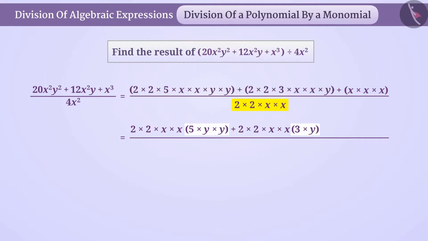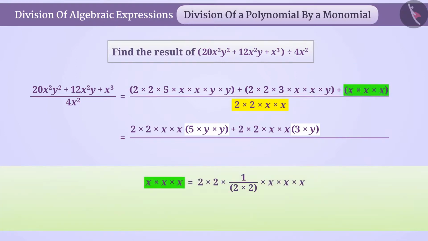Can you tell me how we can take 2 multiplied by 2 multiplied by x common from the third term? Think. Let me tell you. We can write the third term like this by arranging it, where the value of 2 multiplied by 2 multiplied by 1 divided by 2 multiplied by 2 is 4 multiplied by 1 divided by 4, that is 1. In this way, there is no change in the value of this expression.